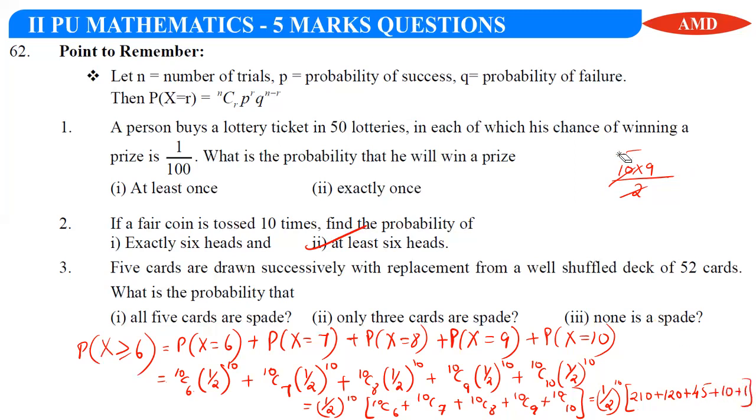So total it will be, let me write it here, total it will be 210, 200, 300, 345, 355, 365, 366 divided by 1024. Let me recheck it again. 200, 300, 330, 370, 380, 386. I think it's 386.